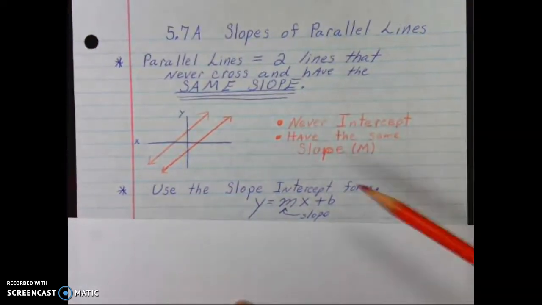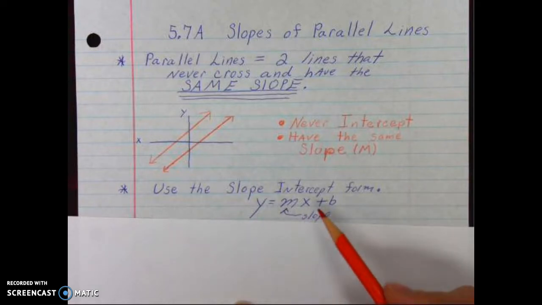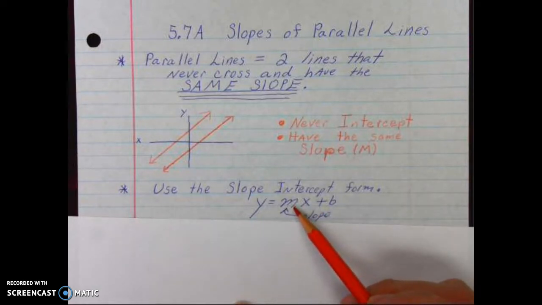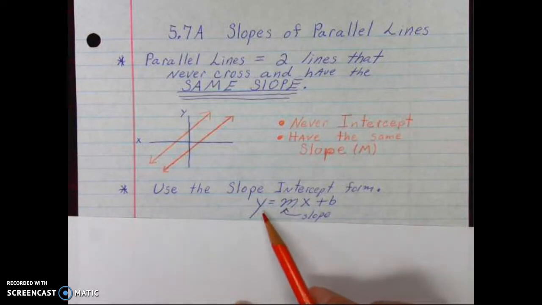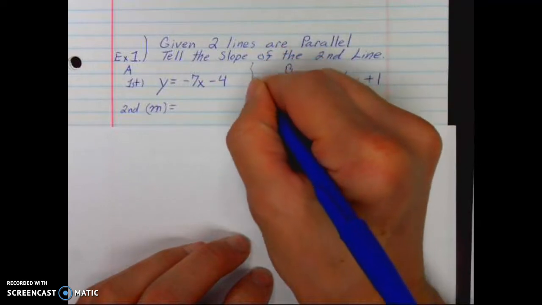And we're going to be using this formula because if it's written in this form and in this pattern, the thing in front of the x will be our slope. So any number in front of x will be slope if it's in this y equals mx plus b form. All right, so here's example one. It's a two-parter. There's part A and there's part B. If you want to separate them with a little squiggly line, go ahead.